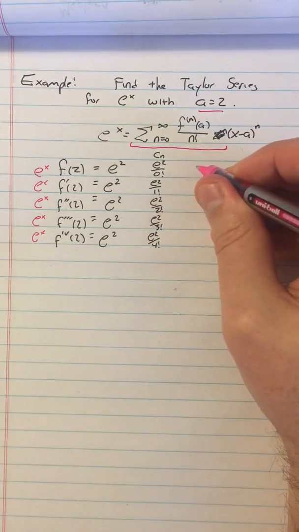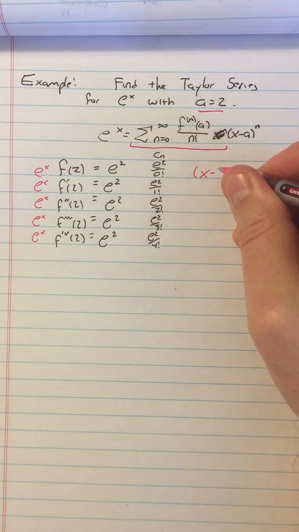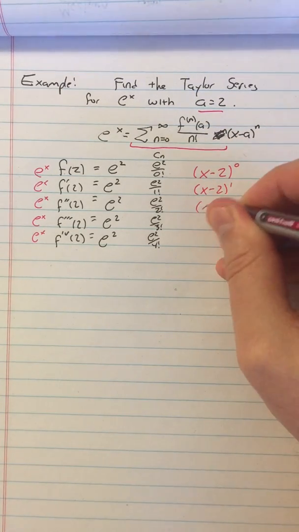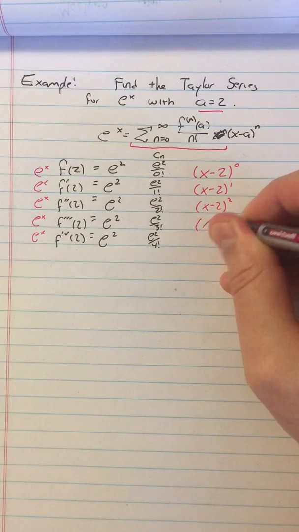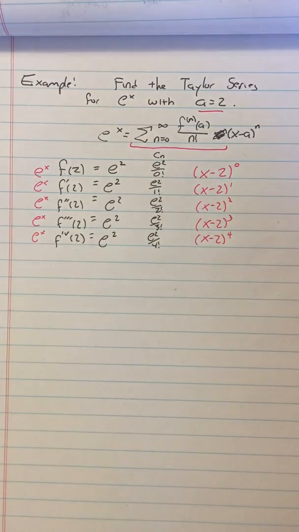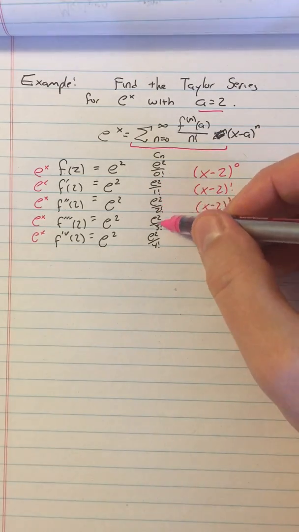So here we go. Our a is 2, so we have x minus 2 to the 0, x minus 2 to the 1, x minus 2 squared, x minus 2 cubed, and x minus 2 to the 4th. Right, so this is just always going to stay a all the way down. We have n equals 0, 1, 2, 3, 4.